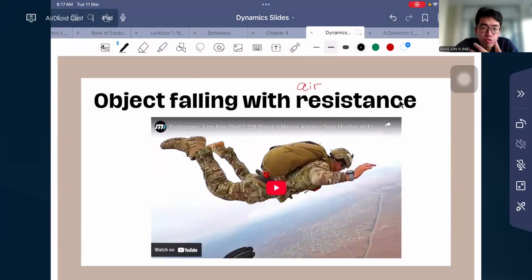In reality, when you are falling from such a tall height, you will experience air resistance. So it's quite similar to when you run 2.4. When you run 2.4, actually you also experience the wind hitting against you. So, object falling with air resistance.